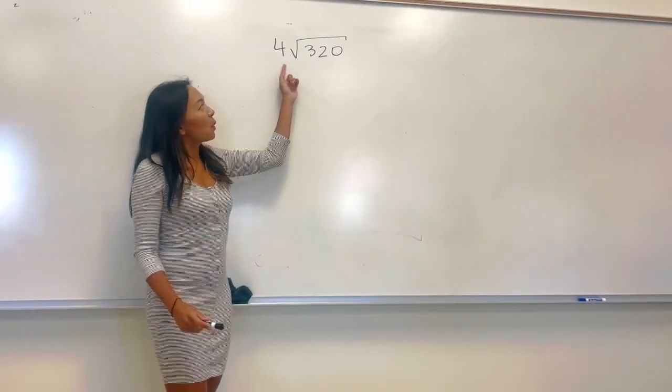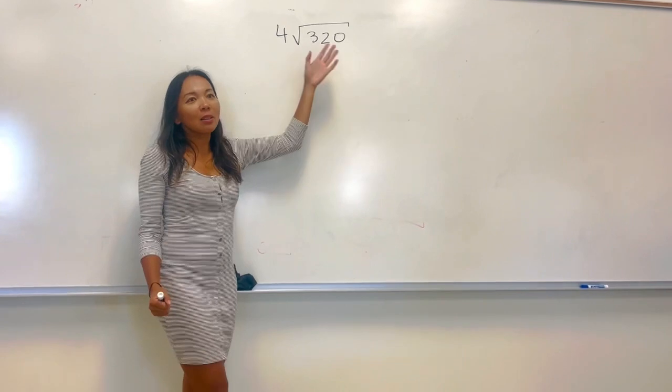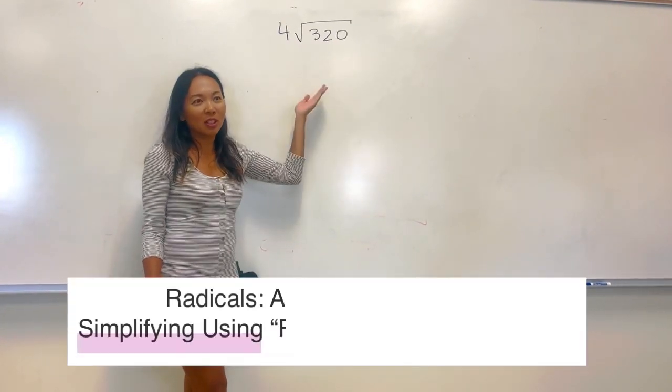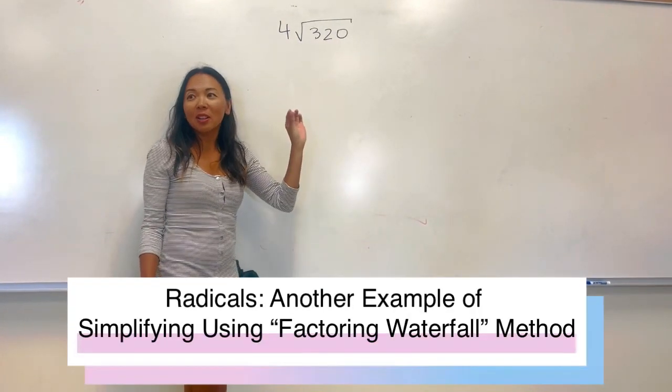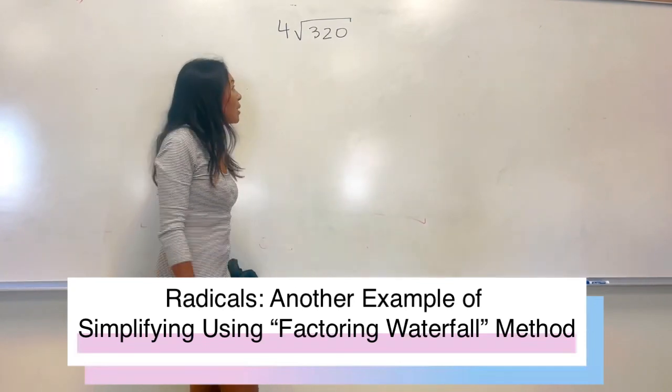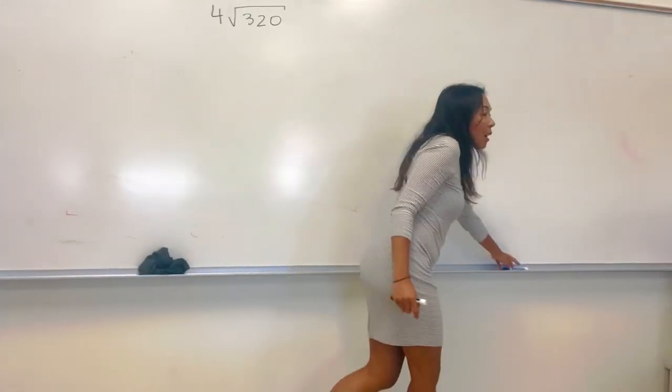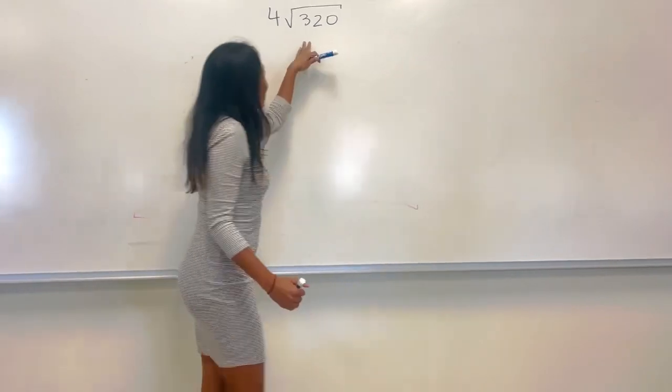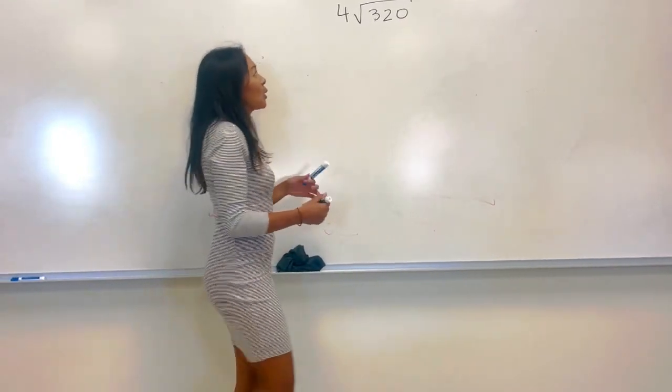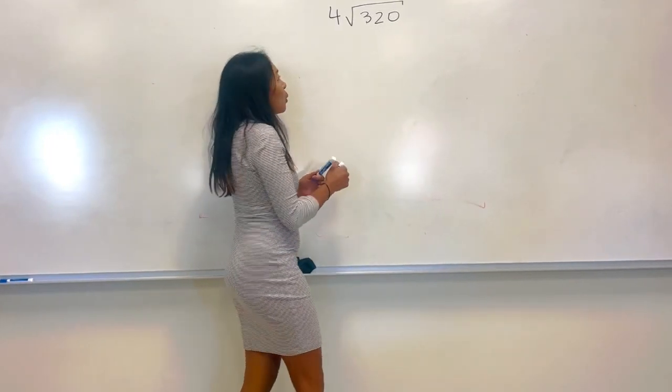Right, so now we've got 4 root 320. The only difference is there's a number outside. It's just a little bit harder than the previous questions, but it's basically a similar idea, almost exactly the same. So again, use whatever method floats your boat. I again like to do the waterfall method.